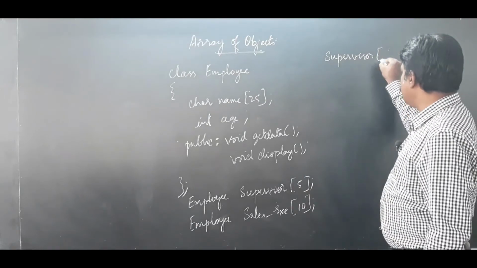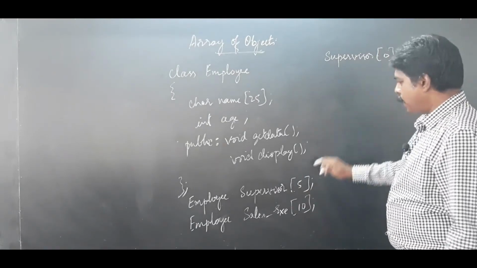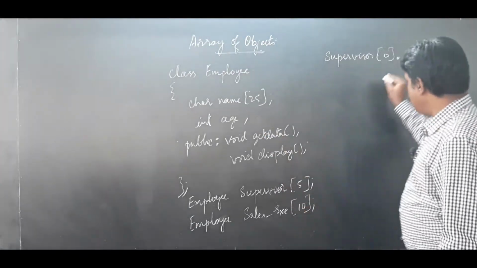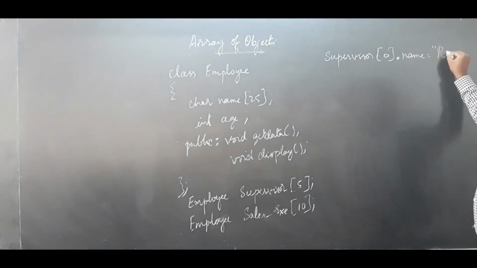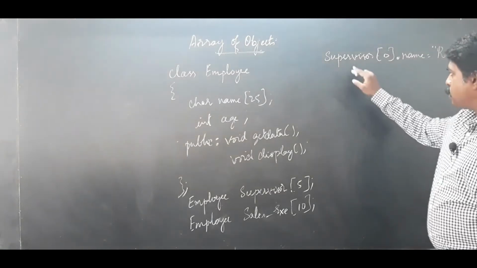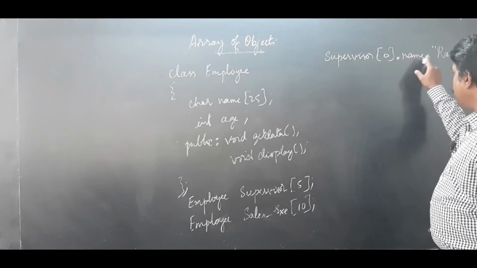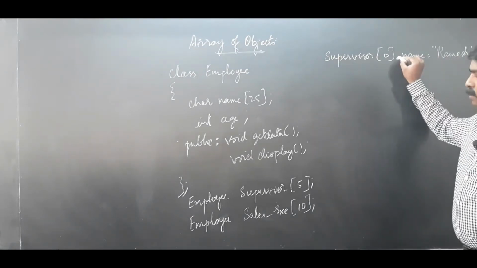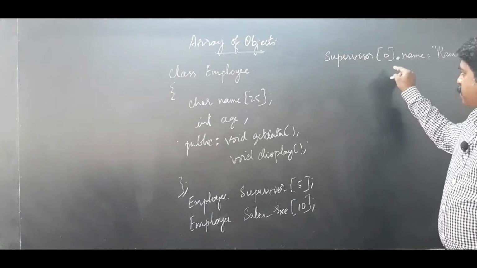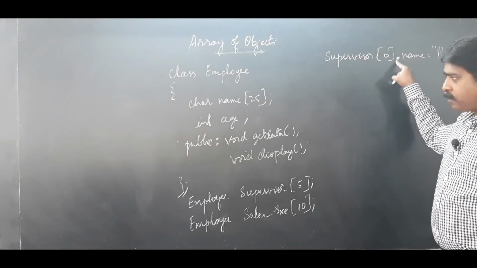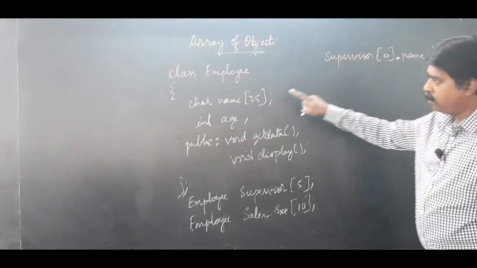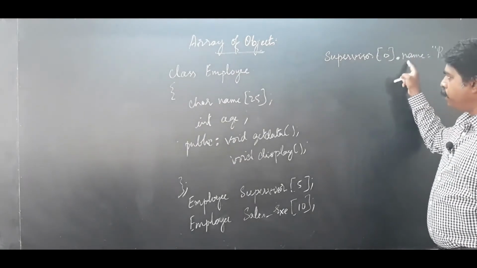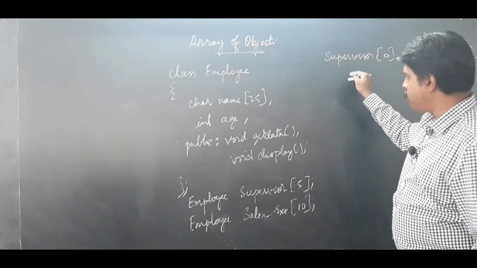Supervisor of 0. Now, its name I'm going to store. So, name equals Ramesh, semicolon. So, this supervisor of 0 dot name equals Ramesh. The previous topic we discussed on accessing members. So, this is the member access operator we are going to use while accessing the member of the class using the object.